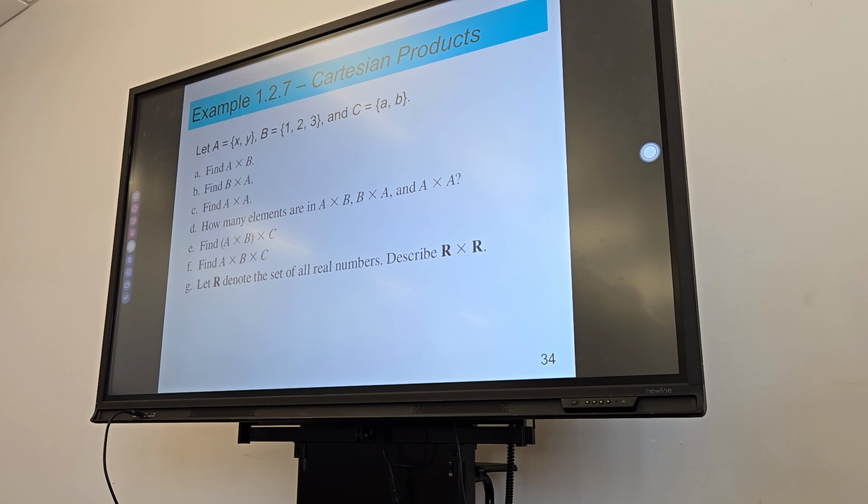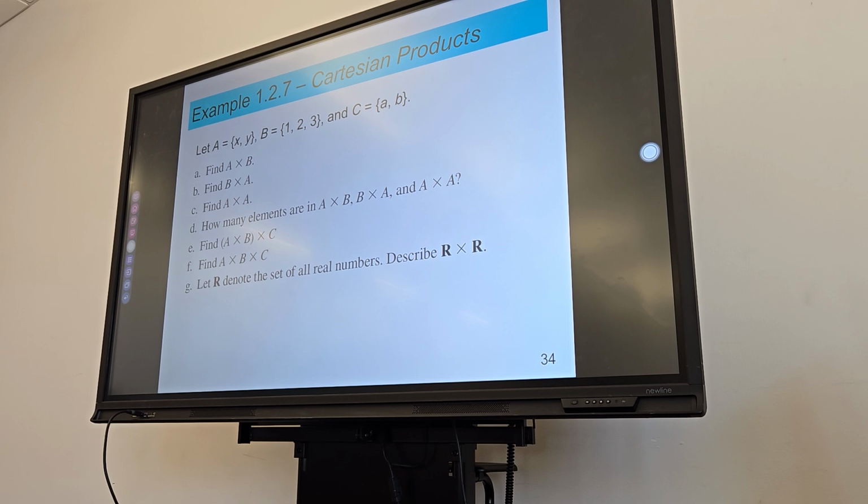And then let R denote the set of all real numbers. Describe RR. R cross product with R. I mean Cartesian product with R. No. All points on a Cartesian plane. Remember from geometry or pre-calculus, analytic geometry, whatever the class might be called. X and Y are real numbers. Combination of all real numbers. All combinations of all real numbers describes the Cartesian coordinate system.